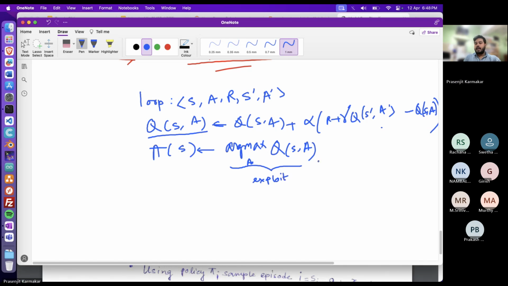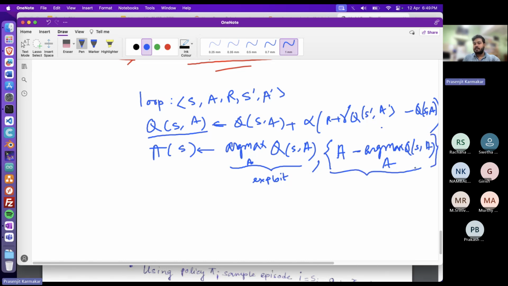Exploit. And next, I can take whatever is the not-max action. So whatever is the not max: argmax I can take, and if I do a set minus, A is the total set of actions minus argmax over A of Q(s,a). This is the exploration part. So basically, I will not take that action which has the maximum Q value.